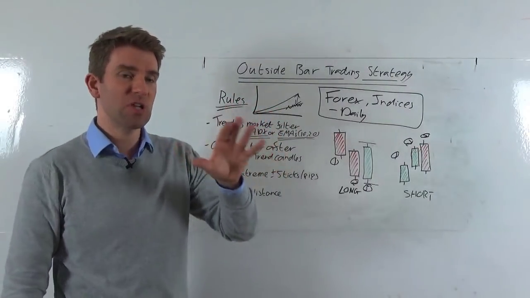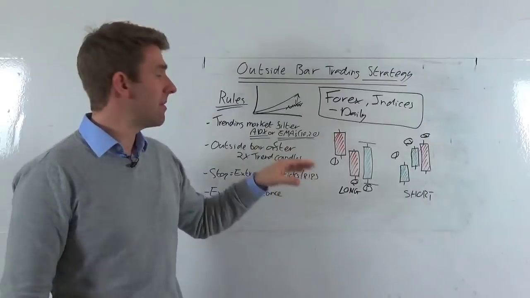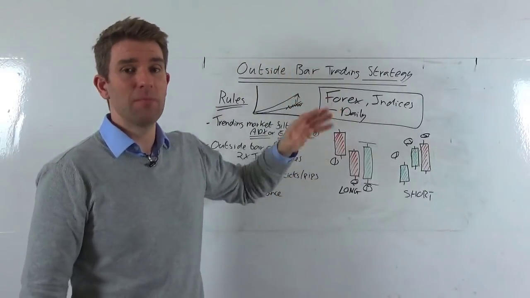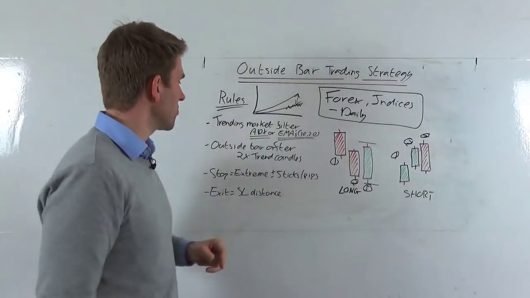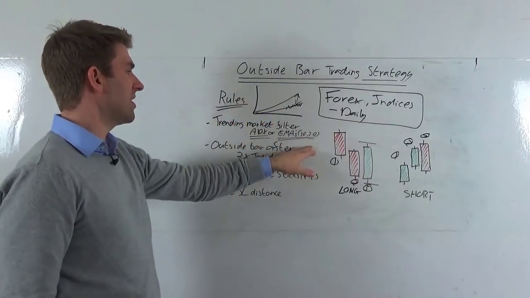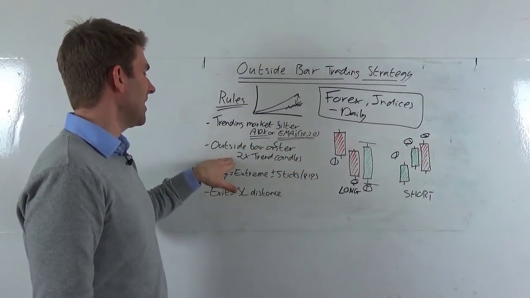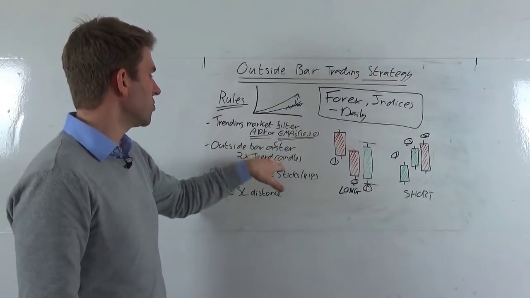Anything that you want to signify a trending market, go for it. Maybe price above a moving average, maybe moving average slope, MACD, any of these kind of stuff. You probably know the score with that. Right. So once we've got a trending market, we're now looking for an outside bar after our 2 trend candles.